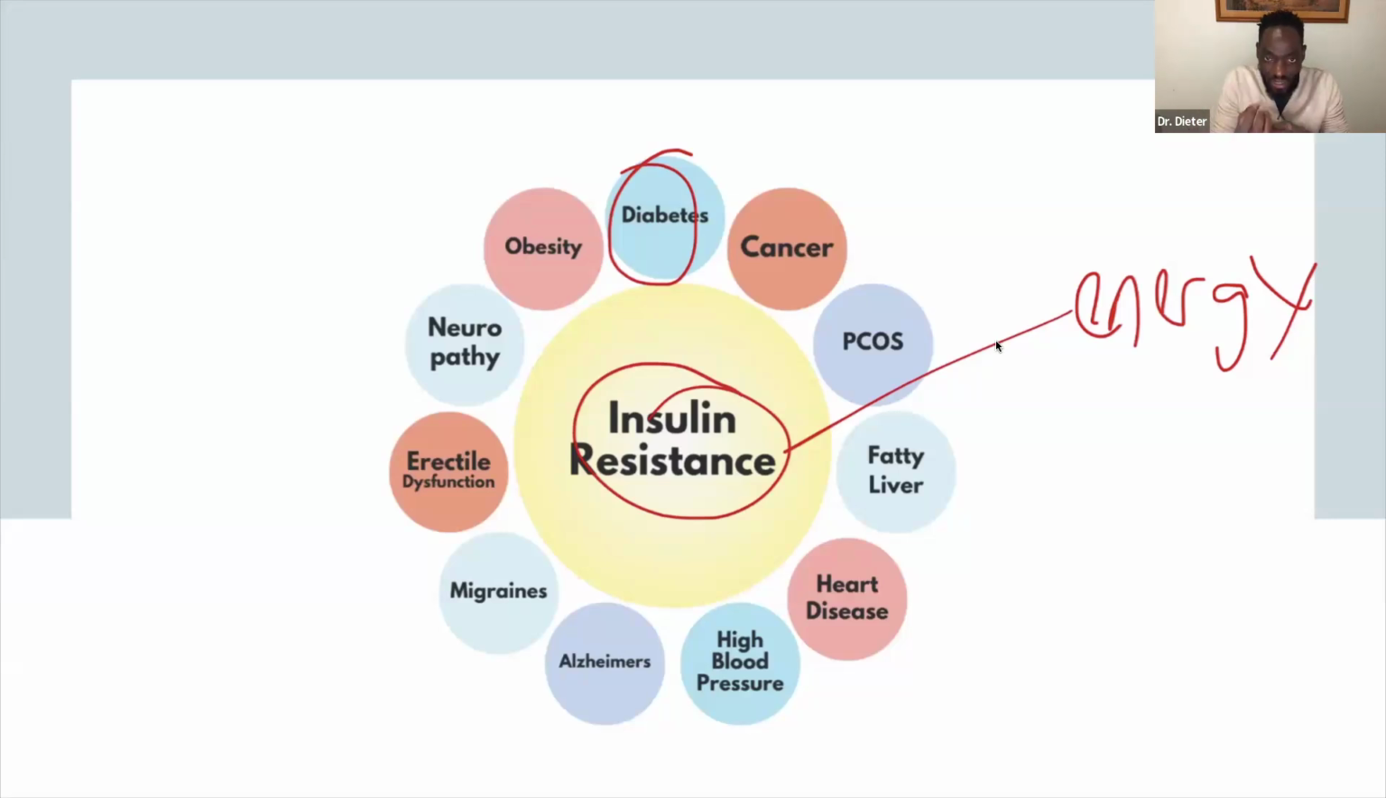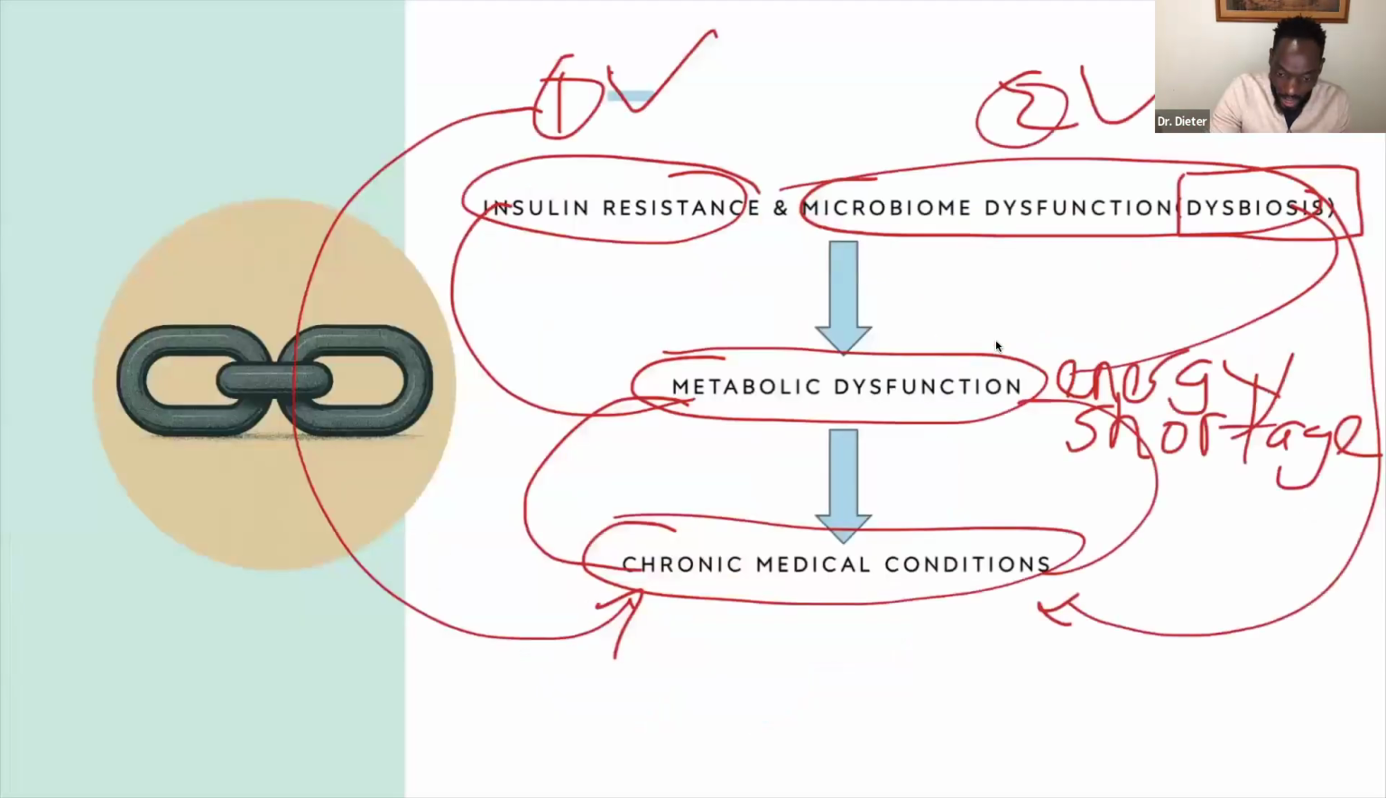So, insulin resistance sits as one of the root causes. And I cannot find a slide big enough to put all the diseases in the world that come as a result of insulin not working. This is just a slide which is not exhaustive to paint the picture of what insulin resistance does. The second thing we'll examine is what we call microbiome dysfunction or dysbiosis.